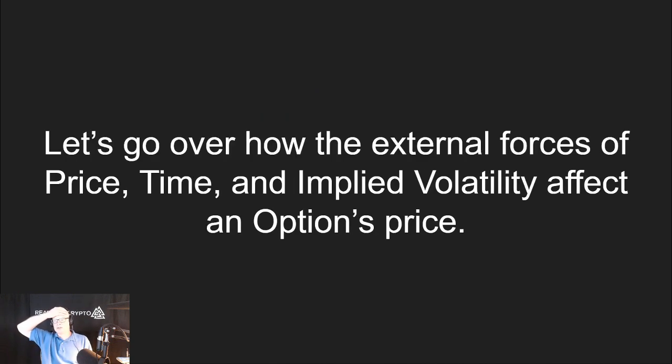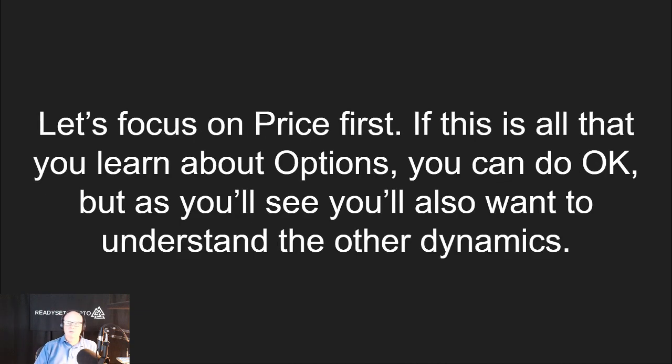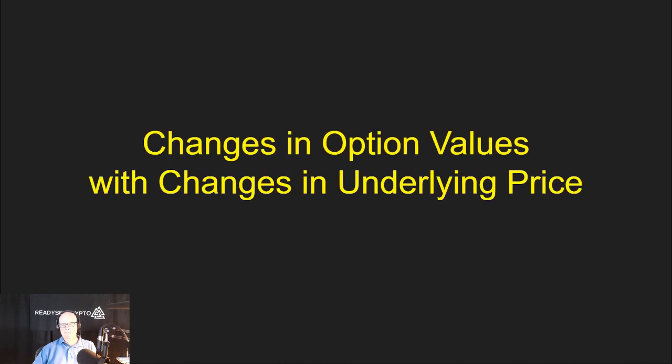So let's go over the external forces of price, time, and implied volatility and how they affect an option's price. Let's focus on price first. If this is all that you learn about with options, then you can do okay. But ultimately, you'll want to understand the other dynamics, because otherwise you're going to have these unexplained things that happen to you and you're not going to be happy with it. So let's talk about changes in options value with changes in the underlying price.